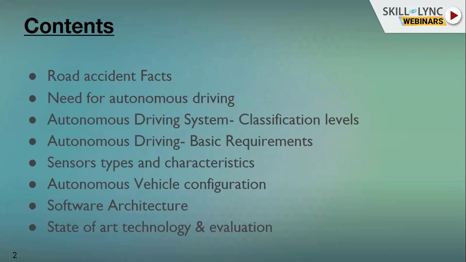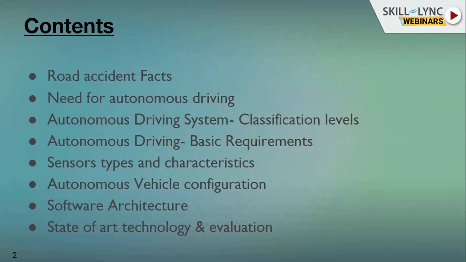We are covering the road accident facts, and then why we really need autonomous driving. Inside autonomous driving, what kind of classification levels there are, and the basic requirements needed for autonomous driving. To achieve autonomous driving, what type of physical devices are required, such as sensor types and characteristics, and then the autonomous vehicle configuration to achieve that autonomous classification level and to suffice that autonomous feature.